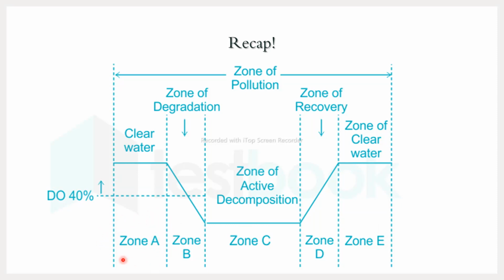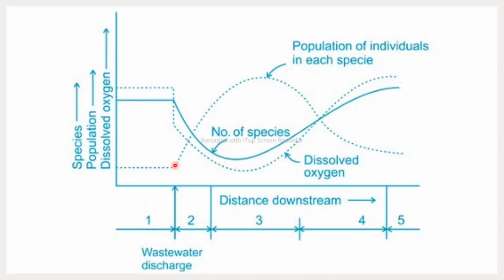Taking zone A, there are a total of 5 zones, and we discussed them according to their DO levels, that is the dissolved oxygen levels, and also the number of total species, and the population of individuals in each species. Based on that, we discussed all these things. Why is there a decline in the total number of species? Why is there an increase in the population of individuals in each species? We discussed all those things.